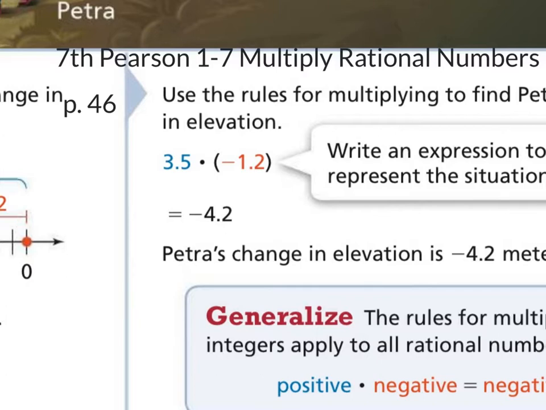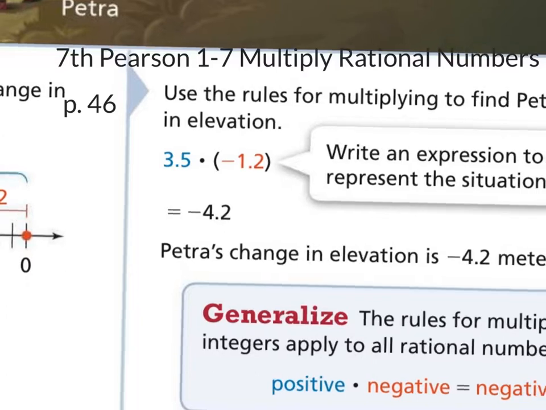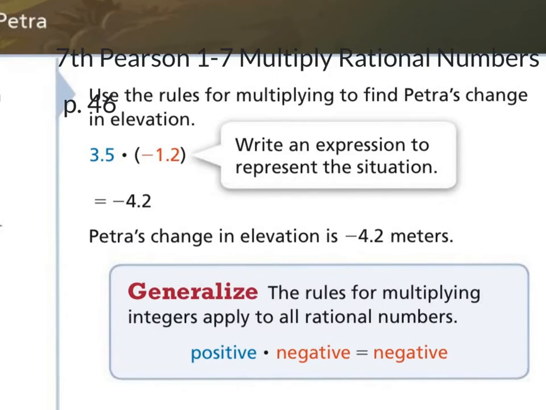Just remember, your decimals don't necessarily have to be lined up. Decimals only have to be lined up when you add or subtract. Multiply it out. This problem you would actually get negative 4.20. The 0 on the end we don't need, so we can drop it off if we want. So negative 4.2 meters, so Petra basically went down 4.2 meters.